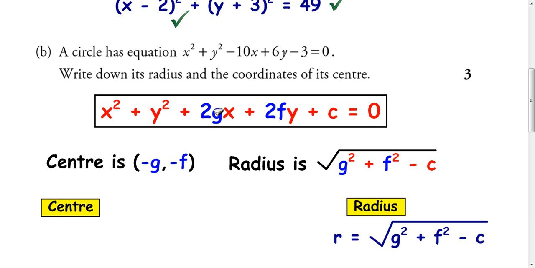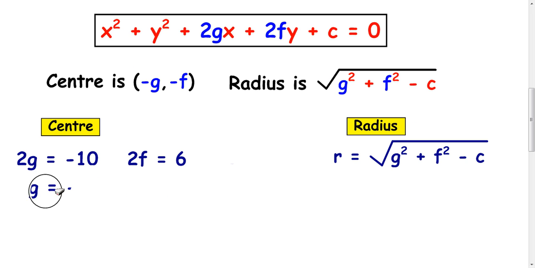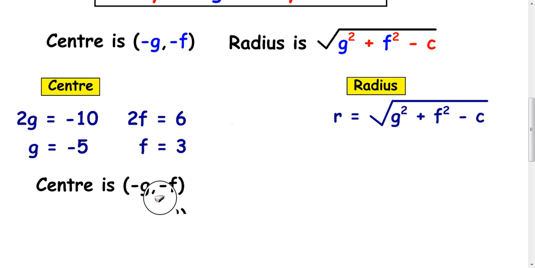So to get the centre point, 2g relates to the coefficient of x, which is -10, and 2f relates to the coefficient of y, which is 6. Half them, and then the centre point is (-g, -f), so that's going to be (5, -3). So (5, -3) for your first mark here.